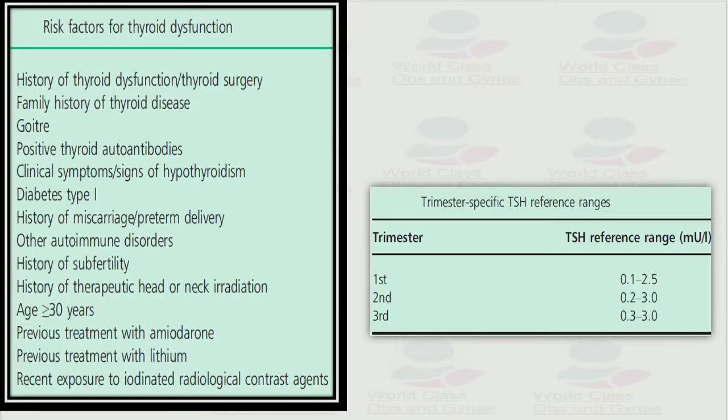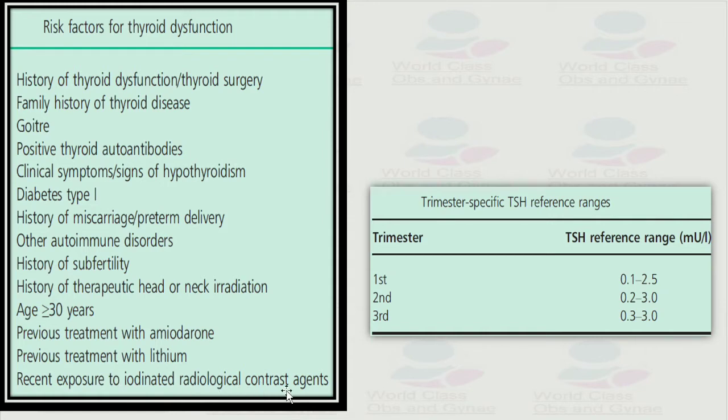Then, what are the risk factors for thyroid dysfunction? The risk factors include history of thyroid dysfunction or thyroid surgery, family history of thyroid disease, goiter, positive thyroid autoantibodies, clinical symptoms or signs of hypothyroidism, type 1 diabetes, history of miscarriage and preterm delivery, other autoimmune disorders, history of subfertility, history of therapeutic head or neck irradiation, age more than 30 years, previous treatment with amiodarone, previous treatment with lithium, and recent exposure to iodinated radiological contrast agents.